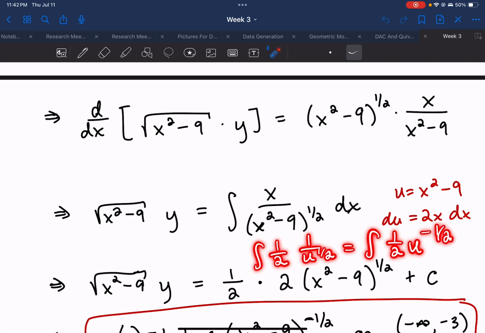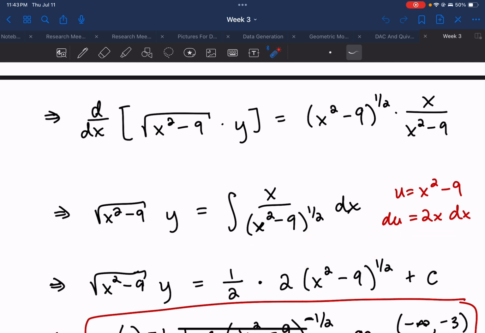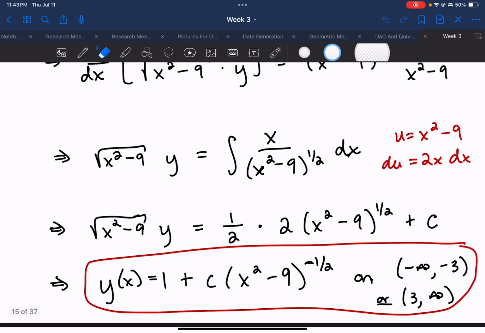All right, now how do we integrate a power? We add one and we divide by the new power. So this will be u to the 1/2 divided by 1/2, which is multiplying by 2. That's where this comes from. And don't forget our friendly constant of integration after this integral.